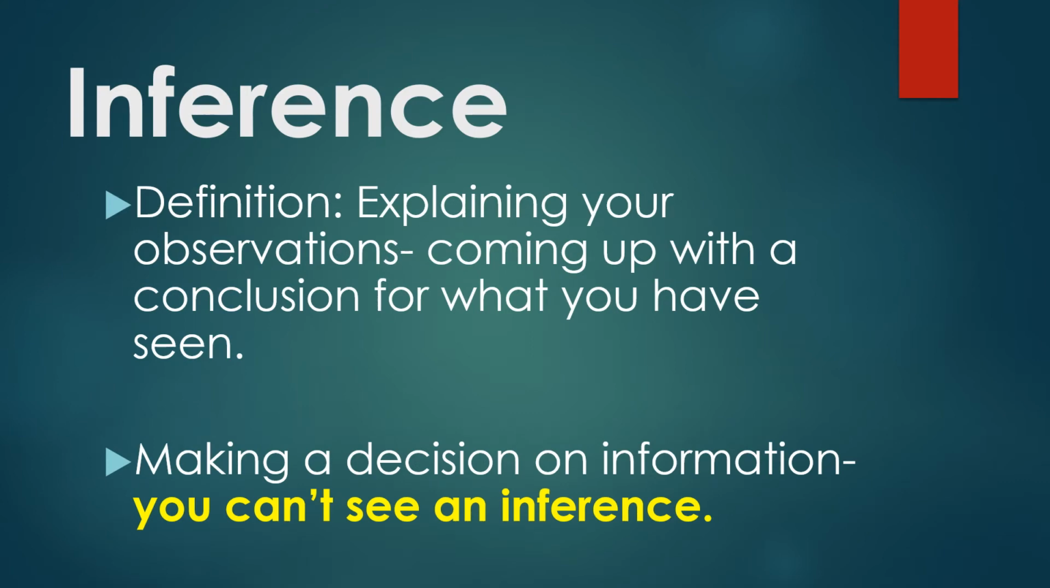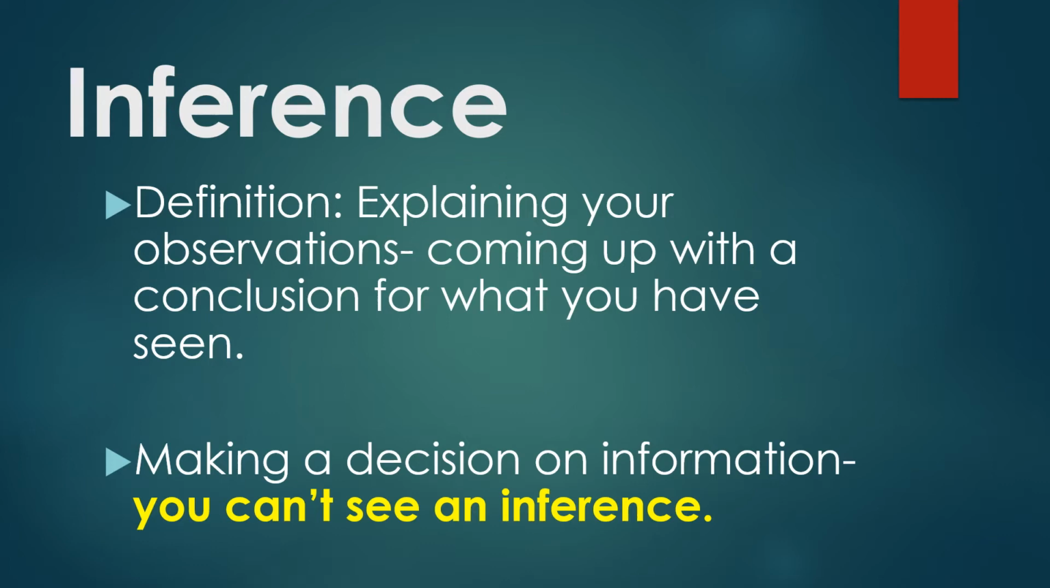The next definition we need to get down is inference. And this is basically explaining your observations. It's coming up with a conclusion for what you've seen. So you're going to make a decision on the information that you've taken in, and then you're going to explain it or come up with a conclusion for it.